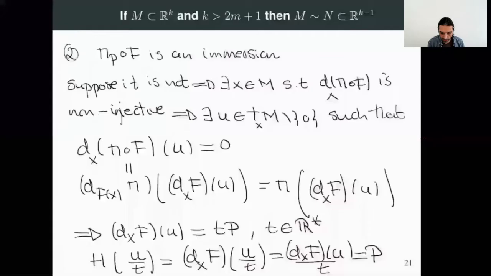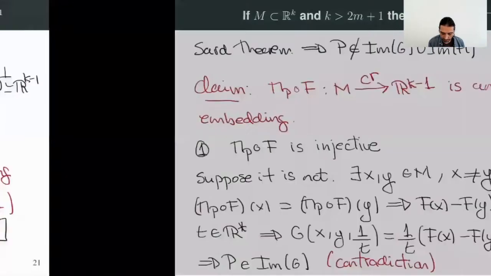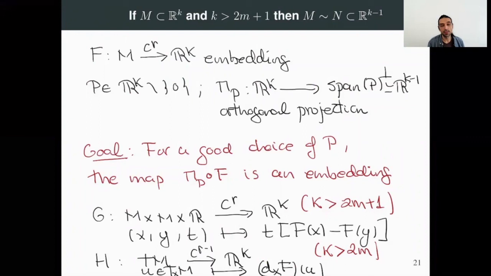Another interesting remark is that if we consider immersions, we can immerse M into R^(2m). We don't need R^(2m+1). And why is that? Here we defined two maps, g and h. And if you check the proof, the condition that p does not belong to the image of g is used to prove that the composition of f and pi is indeed injective. If our goal is actually finding immersions, we don't need immersions to be injective. So we don't need to consider this map.